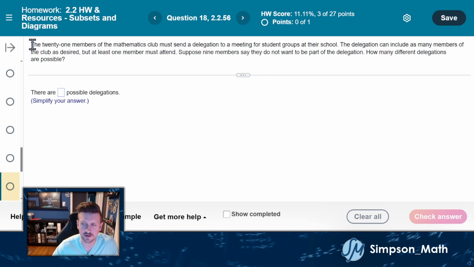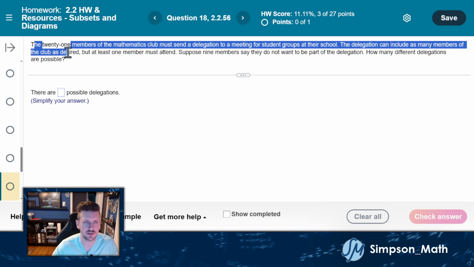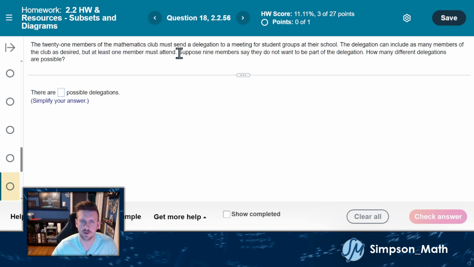Now this is a very, very similar question. The randomization does happen a little bit here. So pretend it was 24 again, but it's 21. So the 21 members of the math club send a delegation, include as many members as desired, but it must be at least one. Cool. So that's the same thing we just did. We just have a slightly different number here. But look at this part.